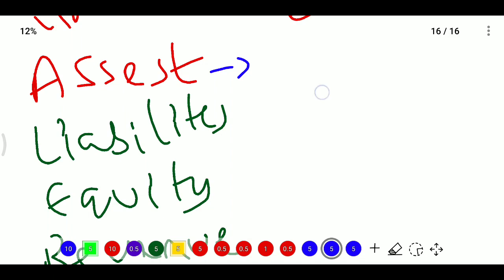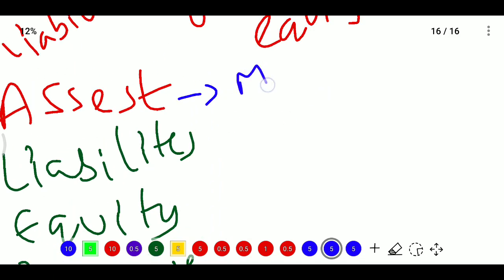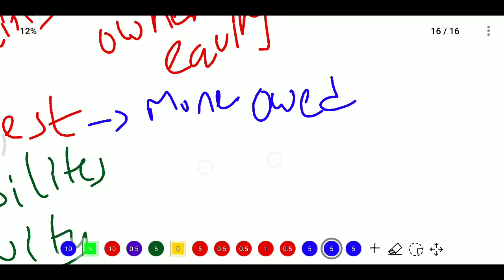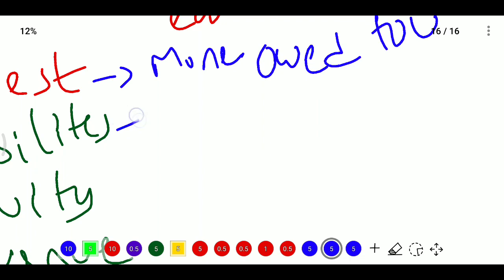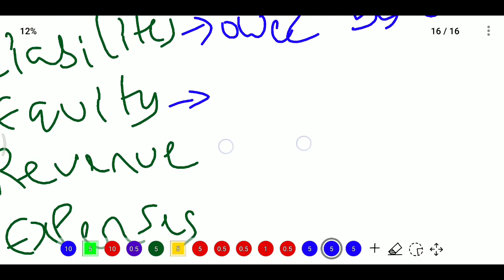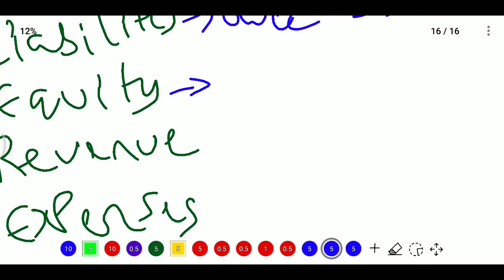Here assets will be, for example, cash holdings, equipment, receivables, that is money owed to you. Liabilities means, for example, expenses payable, tax dues payable, money owed by you and borrowed money. Equity means, for example, common stock and retained earnings. Revenue means interest, dividends and income. And expenses means professional fee, commission fee and interest on borrowed money.